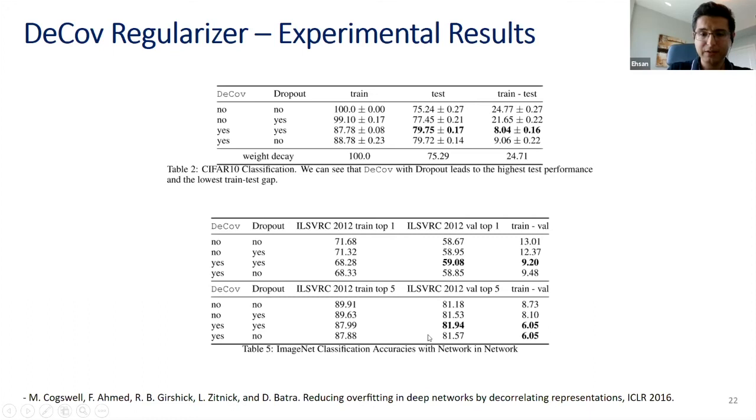But something that I should add is that here, by just using DeCov, you see that the generalization gap is almost 6%, and it's very similar to combining DeCov with dropout. What it means is that DeCov is generally giving very good generalization as a whitening method. With a very simple decorrelation loss, we can get very good generalization.